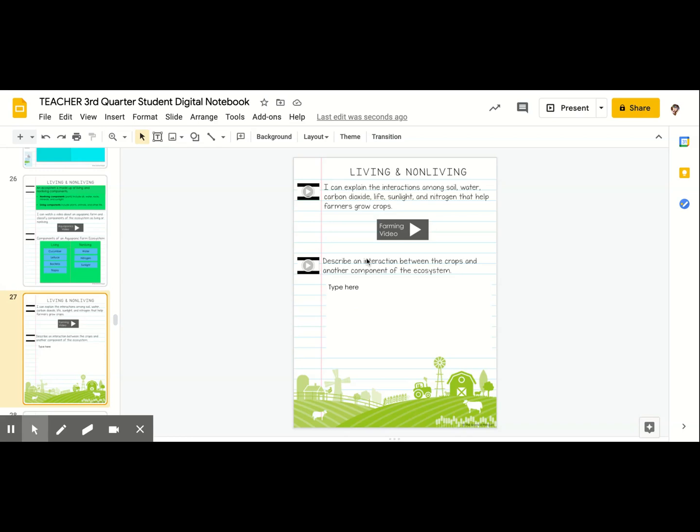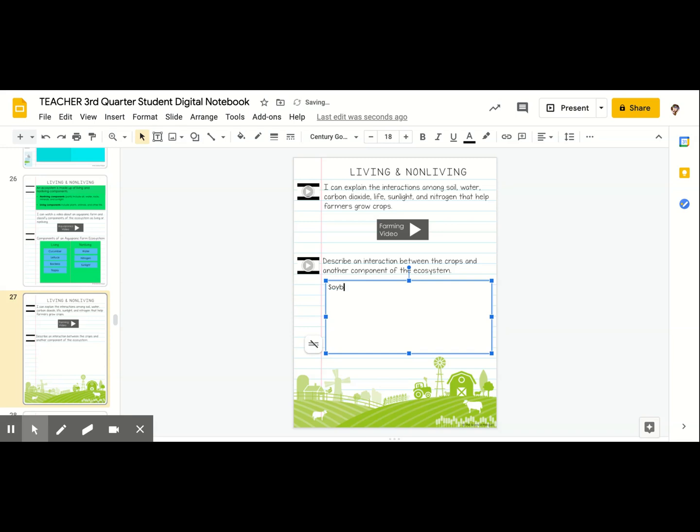All right, now let's describe the interaction between the crops and another component of the ecosystem. So in the video, one of the examples I liked a lot is I liked their soybeans. So that man was talking about how soybeans have those nodules on their roots that allow bacteria to take the nitrogen from the atmosphere and turn it into a nitrogen nutrient for the plant.